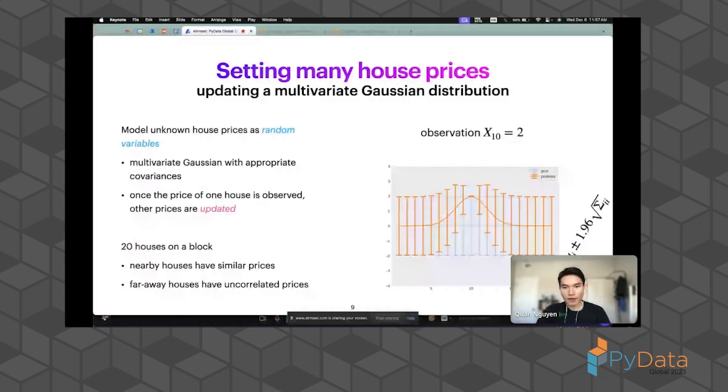So here I'm showing the result when we observe that x10, the price of the 10th house, is some positive value. And we see this very interesting behavior, where the distributions of prices nearby this 10th variable are updated so that the mean takes on a higher value and the standard deviation, or the variance, decreases. But when we move far enough away, the posterior distributions are exactly the same as the prior, because there's not enough correlation between the training data and the test data.